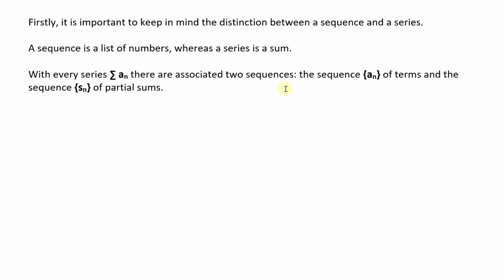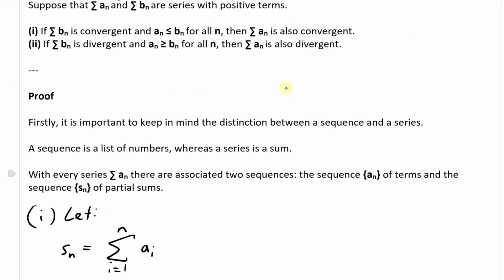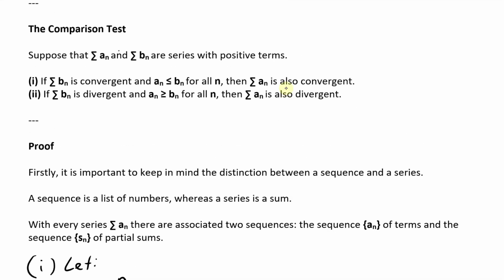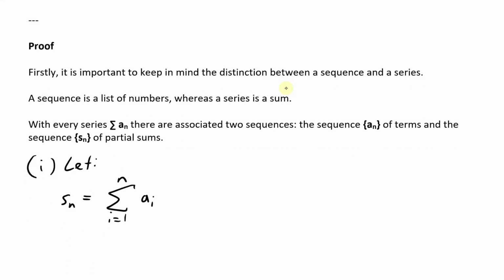So what I'm going to do now is define some terms. I'm going to call s_n equal to the summation from i equals 1 up to n of a_i, like that. So this is just the partial sum of the series a_n. Again, we just use a different index, i, because there's an n there.